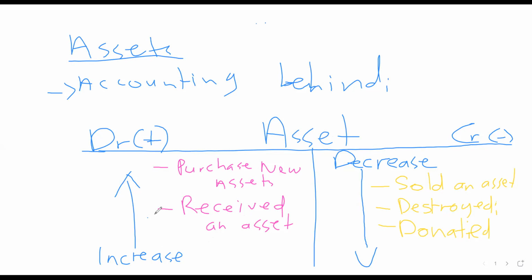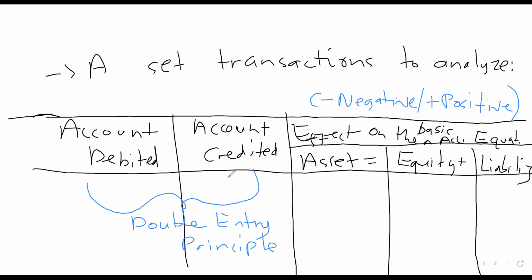Now the question is, if I'm debiting vehicles because we've bought a new vehicle, what would be the contra account that I should be crediting? Right. So now I want to explain to you what this means.